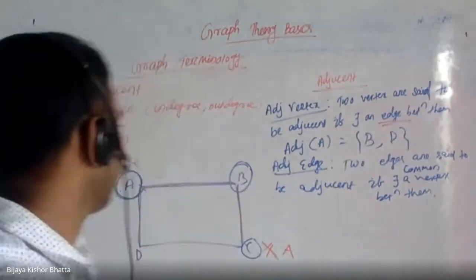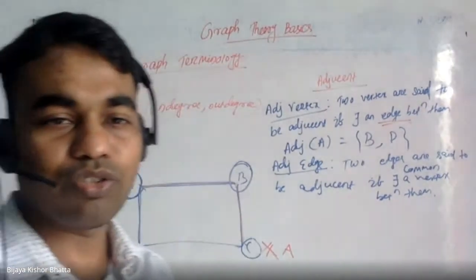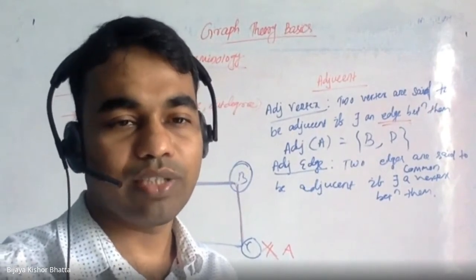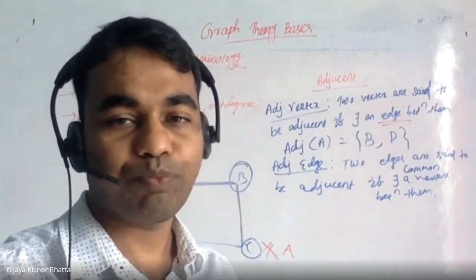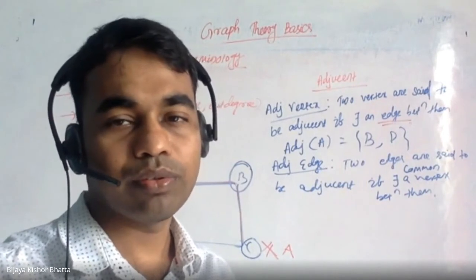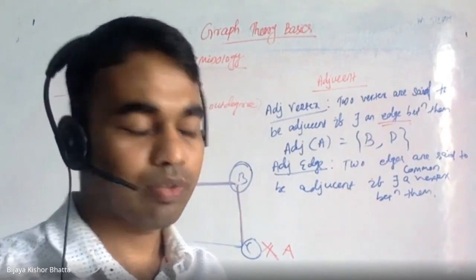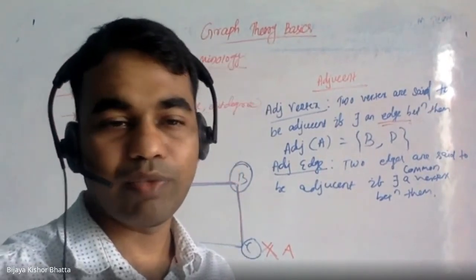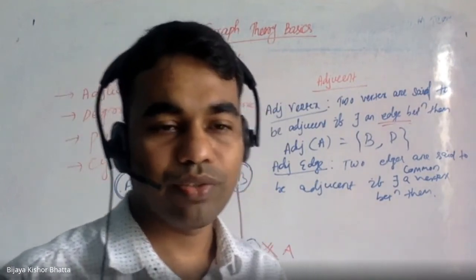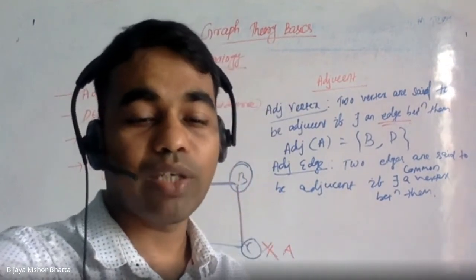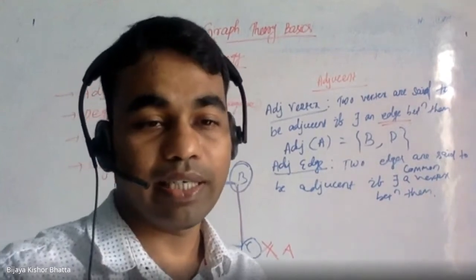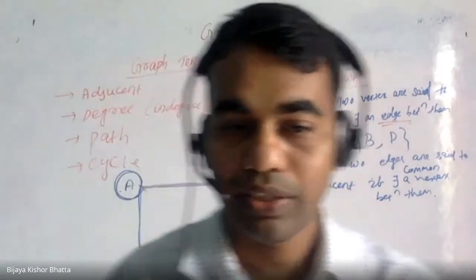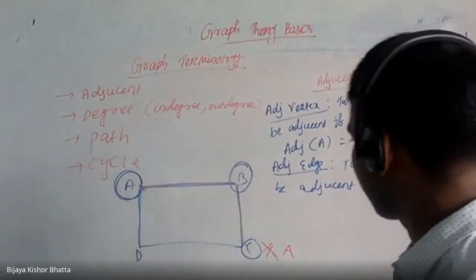So let's go for the next concept, which is the degree. So what is the degree of the vertex? You can write it down. Make a heading, degree of the vertex. Degree means how many are connected. So degree of the vertex is the number of incident edges on that vertex.